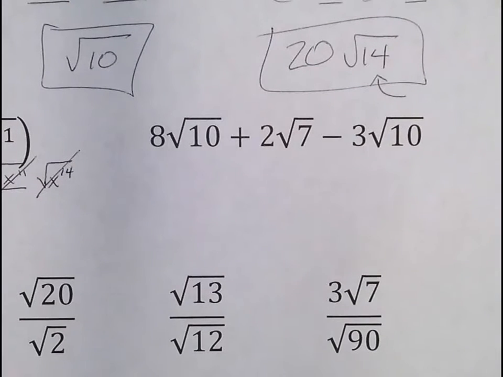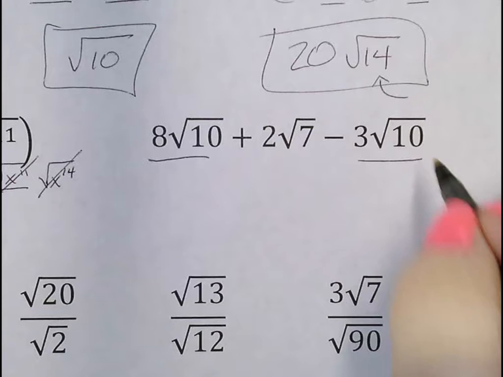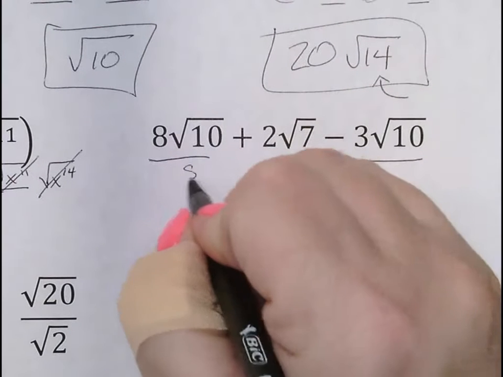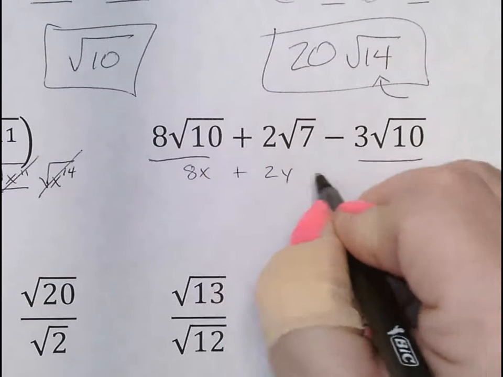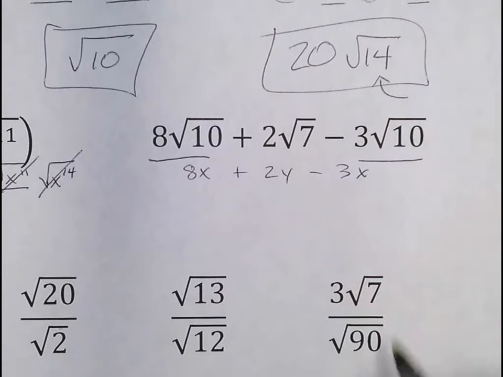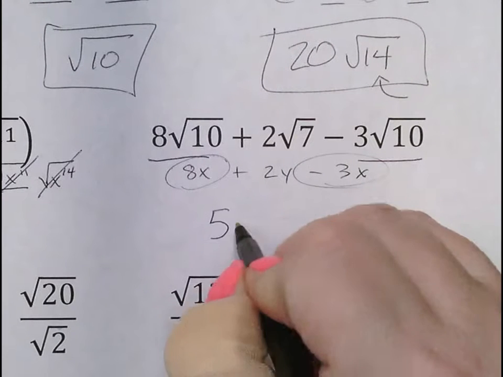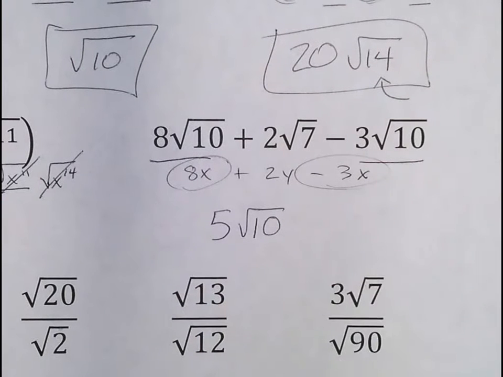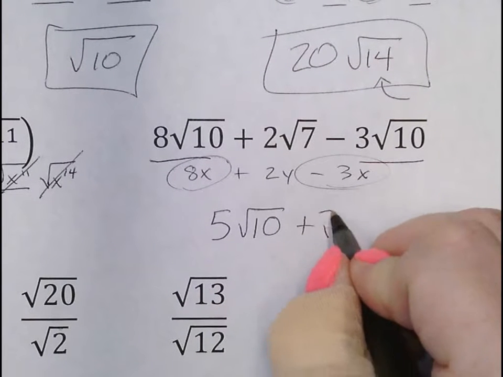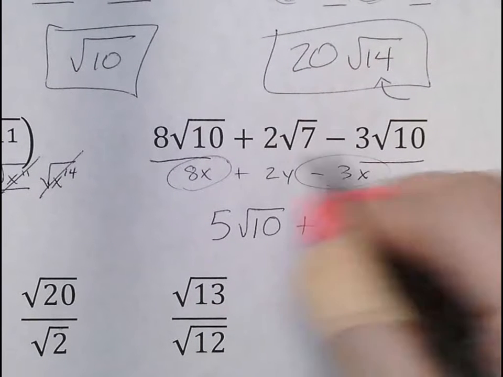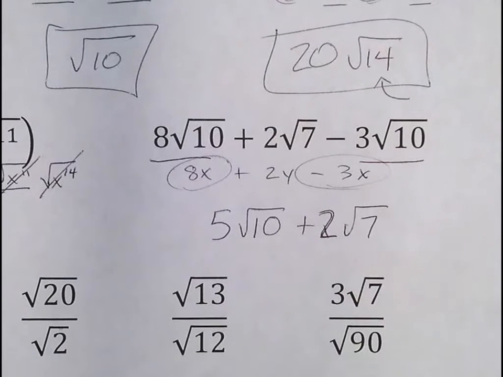Anytime you want to add up radicals, what you're looking for is like terms. Just as if we had 8x plus 2y minus 3x, we're going to put together the ones that match. 8 minus 3 is 5. The 2 radical 7 does not have anything that it is going to combine with because there are no other like terms.